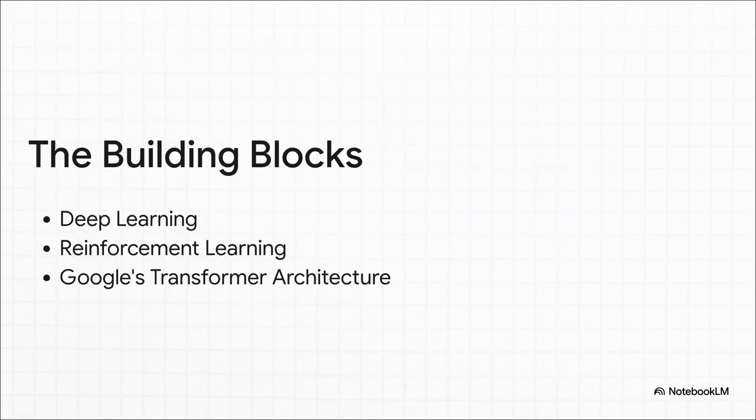So how do you even build one of these things? Well, you start with two main ingredients, deep learning and reinforcement learning. But for years, progress was kind of slow. The real game changer, the secret sauce that just blew the doors off everything, was an invention from Google called the transformer architecture. This was the moment that truly unleashed the power of modern AI.